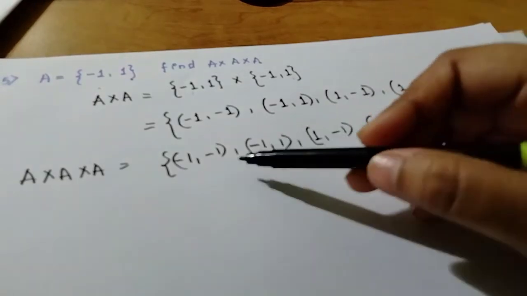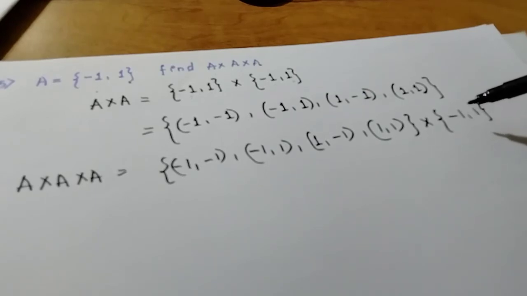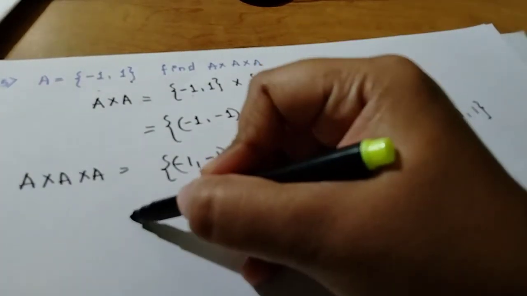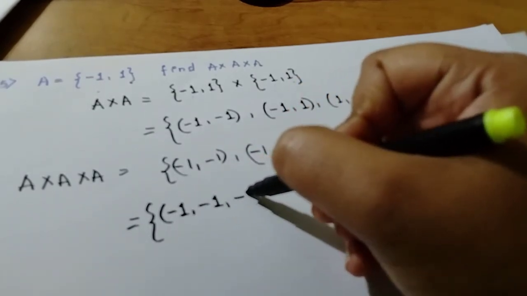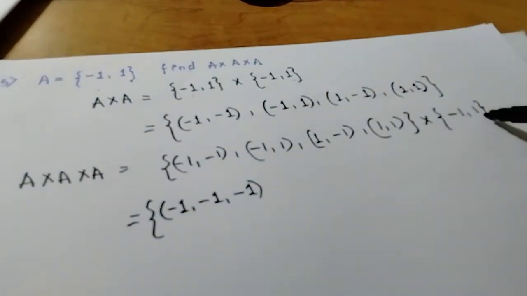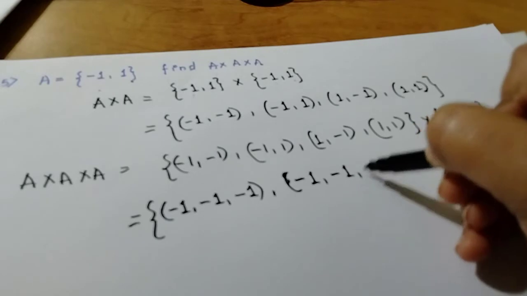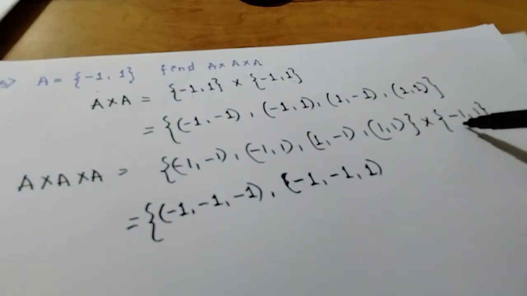So now what should we do? With each ordered pair, take one element each and write it in the form of a triplet, because A cross A cross A is a 3-fold Cartesian product where you get the result in the form of a triplet. Here which is the element? Minus 1. So I will pair now: minus 1, minus 1, minus 1, first triplet. Next, minus 1, minus 1 in the same bracket with plus 1. So this will be minus 1, minus 1, plus 1. Next, minus 1, plus 1 with minus 1.